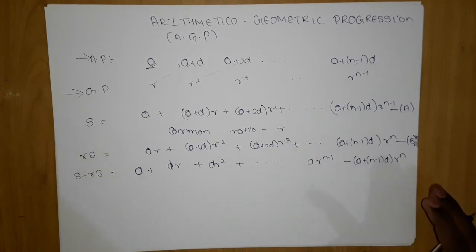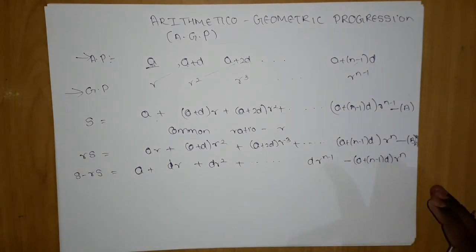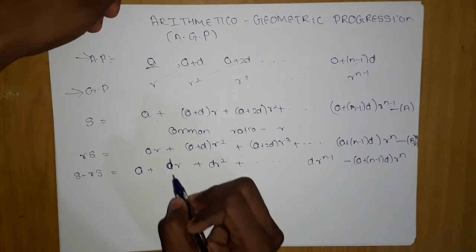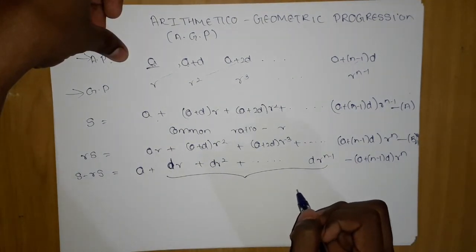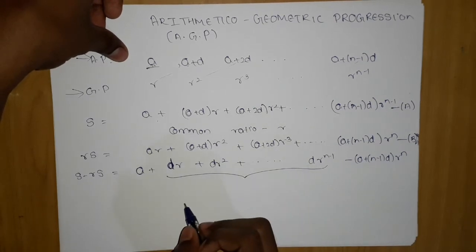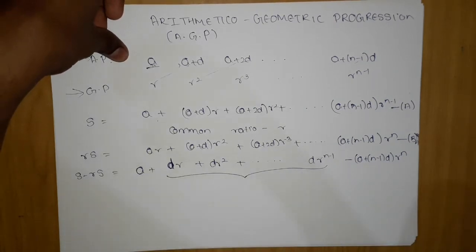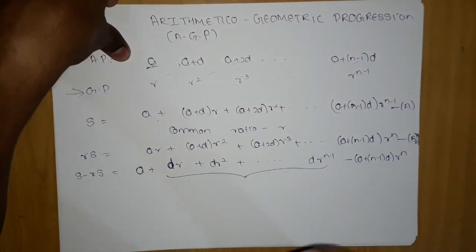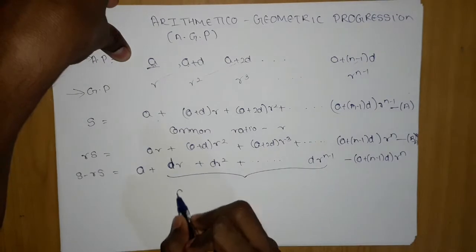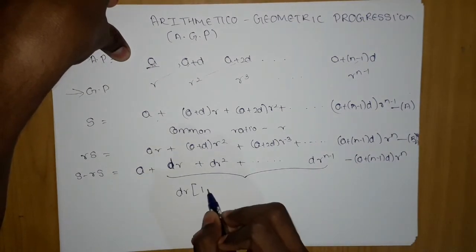Okay, now what we can do, this is a GP. What you can do is get the sum of this. That is very easy using the sum formula, dr into 1 minus r power n.